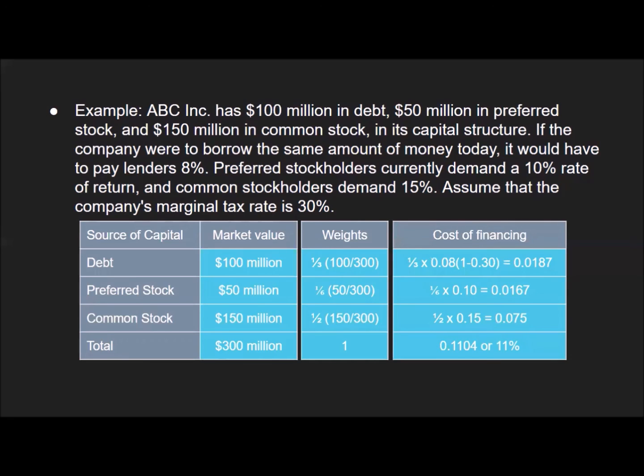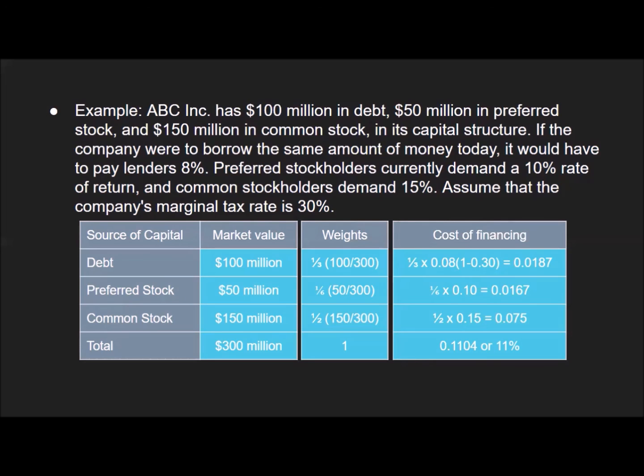Let's calculate the WACC. The after-tax cost of debt equals the weight of debt, 1/3, times the after-tax cost of debt, 8% times 1 minus 30%. The after-tax cost of debt equals 0.0187. The cost of preferred equity equals the weight of preferred equity, 1/6, times the cost of preferred equity, 10%. This adds up to 0.0167. The cost of common equity equals the weight of common equity, 1/2, times the cost of common equity, 15%. This adds up to 0.075.